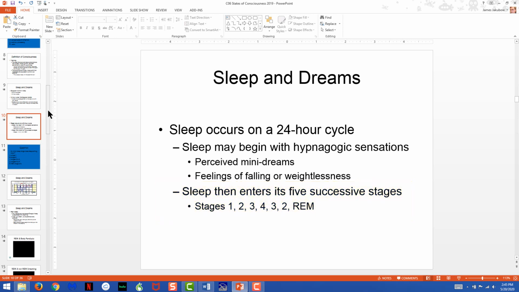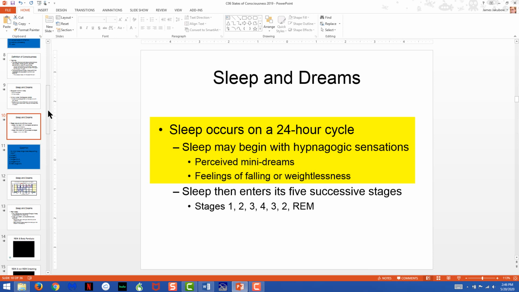So stage 1, if we take a look at the bullet point above it, is a unique stage when you first start to fall asleep that includes something called hypnagogic sensations. And hypnagogic sensations are simply a reference to particular characteristics that occur as you first start to fall asleep. One of them is what you oftentimes may perceive of as a little mini dream. They are technically called hallucinations.